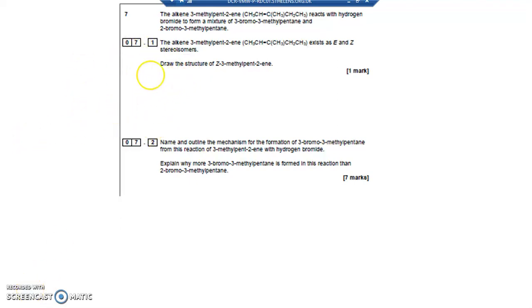Question number 7 then. The alkene 3-methylpentene is drawn for you here as a structural formula. It exists as E and Z isomers. Draw the structure of Z-3-methylpent-2-ene. So it looks like this.